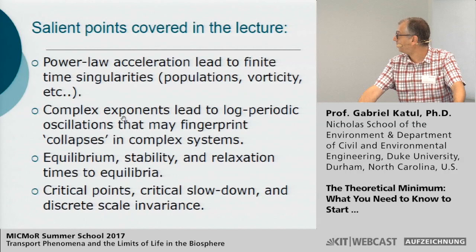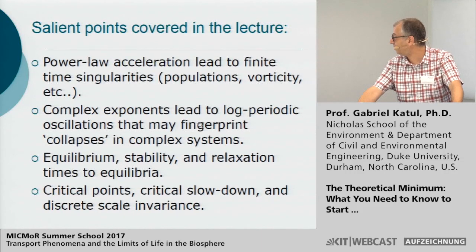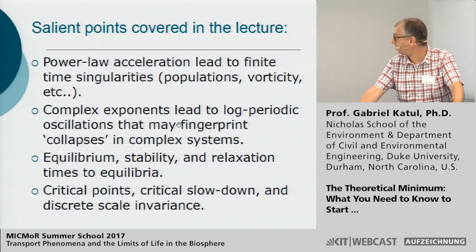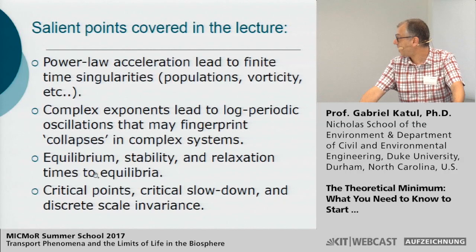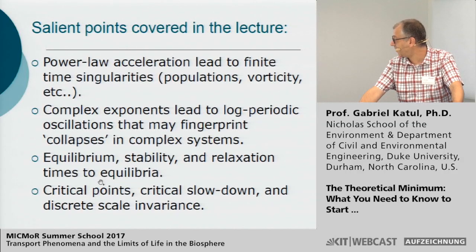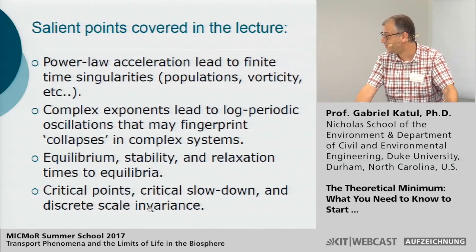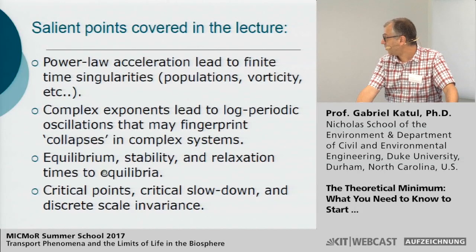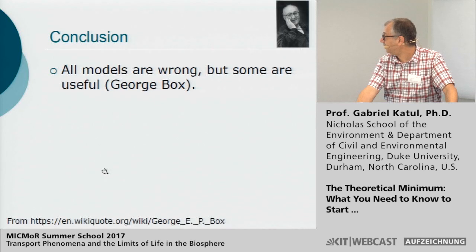So the salient points that we have covered in this lecture: we've shown that power law acceleration leads to finite time singularities. This is true in population and vorticity, etc. We have shown that complex exponents can lead to log periodic oscillations that may be used to fingerprint collapses in complex systems. We have discussed relaxation timescales to equilibria. We have shown its connection to dynamical systems. We have also defined critical points, critical slowdown, and discrete scale invariance, even though we didn't discuss much of the discrete scale invariance. Okay, so this is basically what we have covered in this lecture.